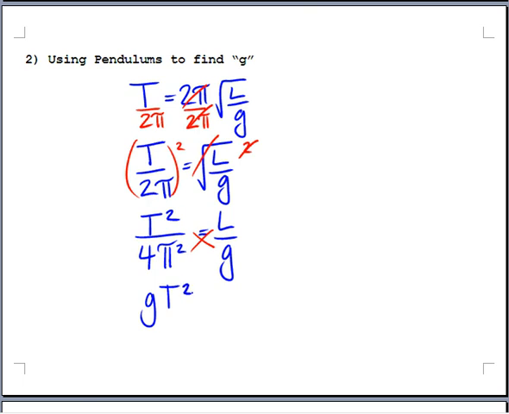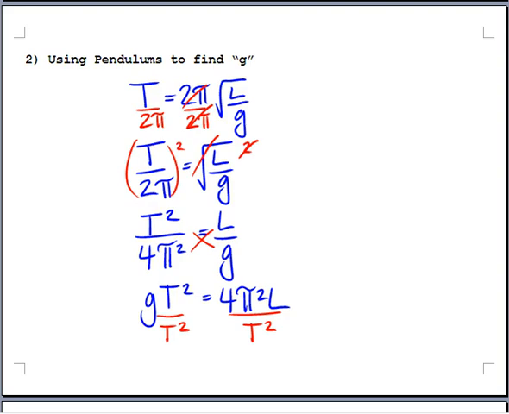GT squared equals 4 pi squared L. And if we want to isolate the G, we're one division away. Divide by T squared. So here's a really great equation that you guys can use. It's on the formula sheet actually, but this is the equation that you can use to find G using pendulums. G equals 4 pi squared L all over T squared.